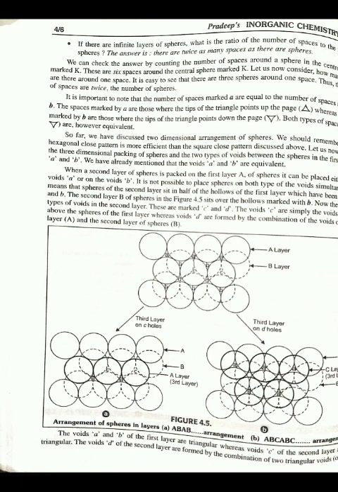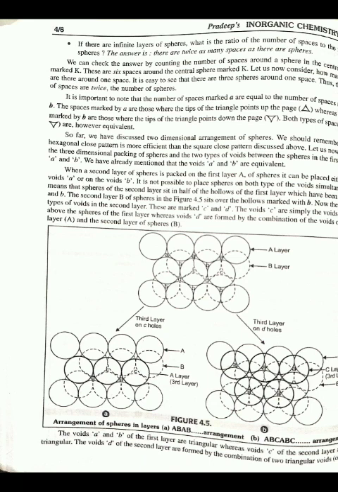So far, we have discussed two-dimensional arrangement of spheres. We should remember that the hexagonal close pattern is more efficient than the square close pattern discussed above. Let us now consider the three-dimensional packing of spheres and the two types of voids between the spheres in the first layer, A and B. We have already mentioned that the voids A and B are equivalent.